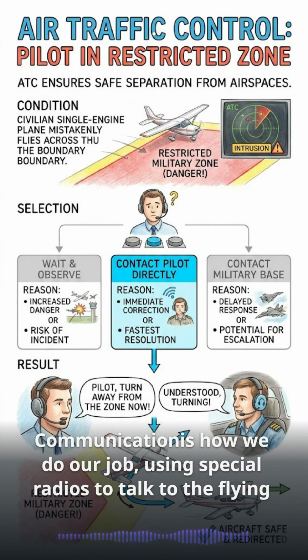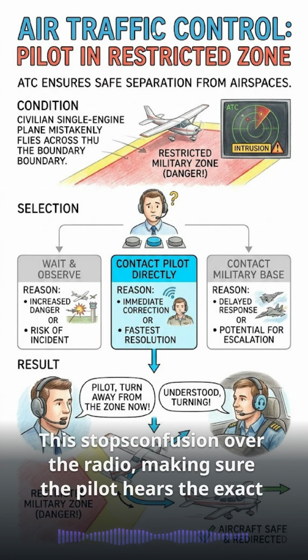Communication is how we do our job, using special radios to talk to the flying pilots. We use a phonetic alphabet, saying words like Alpha and Bravo to spell out different letters. This stops confusion over the radio, making sure the pilot hears the exact right flying instructions. We also use standard phrases, so everyone expects the same words in a given flying situation.